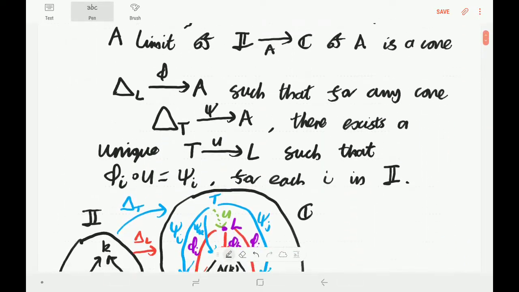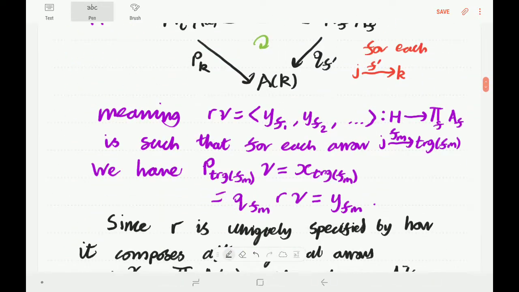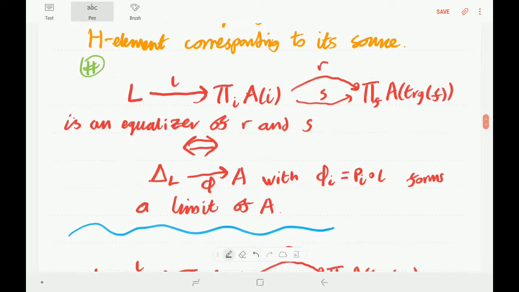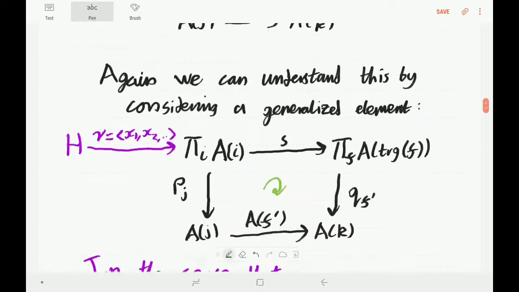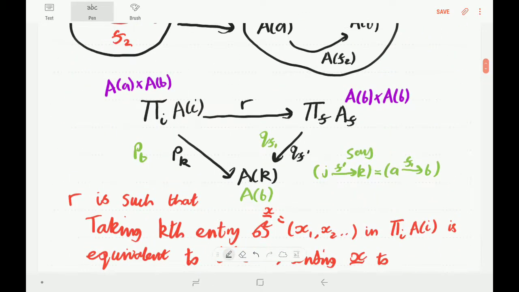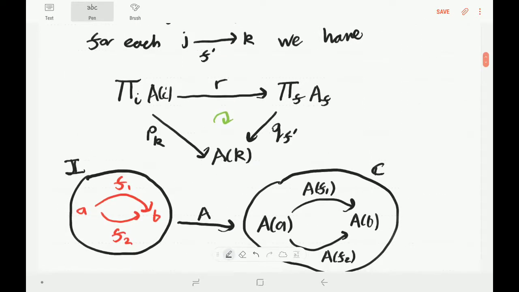Okay then, so I want to at least sketch and hopefully fully prove this result here. It's basically about how we can express a limit as an equalizer of a couple of arrows. Now, I suppose I ought to recap what this R and S are. I did say in the last video, but I'll recap.